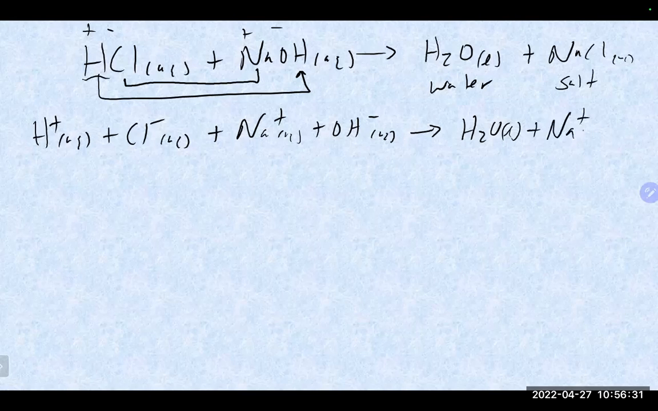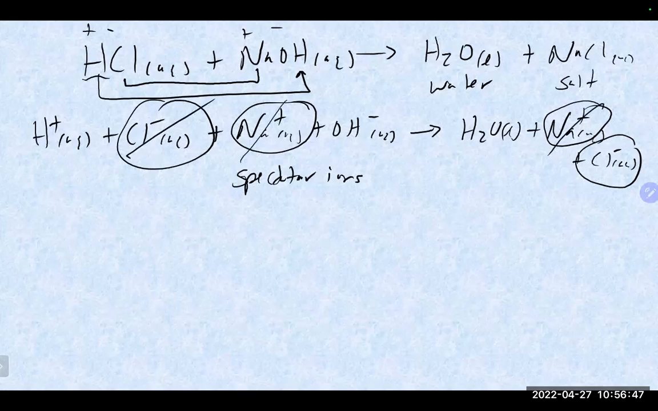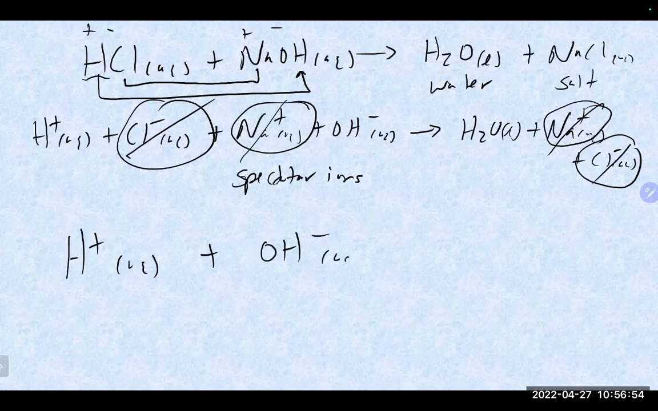We would get our sodium and our chloride here. The sodium and chloride on both sides are our spectator ions, which we cancel out. And this is ultimately what is happening. That H plus from the acid and OH minus from the base come together to make water. So that is ultimately what is happening in any acid-base reaction.